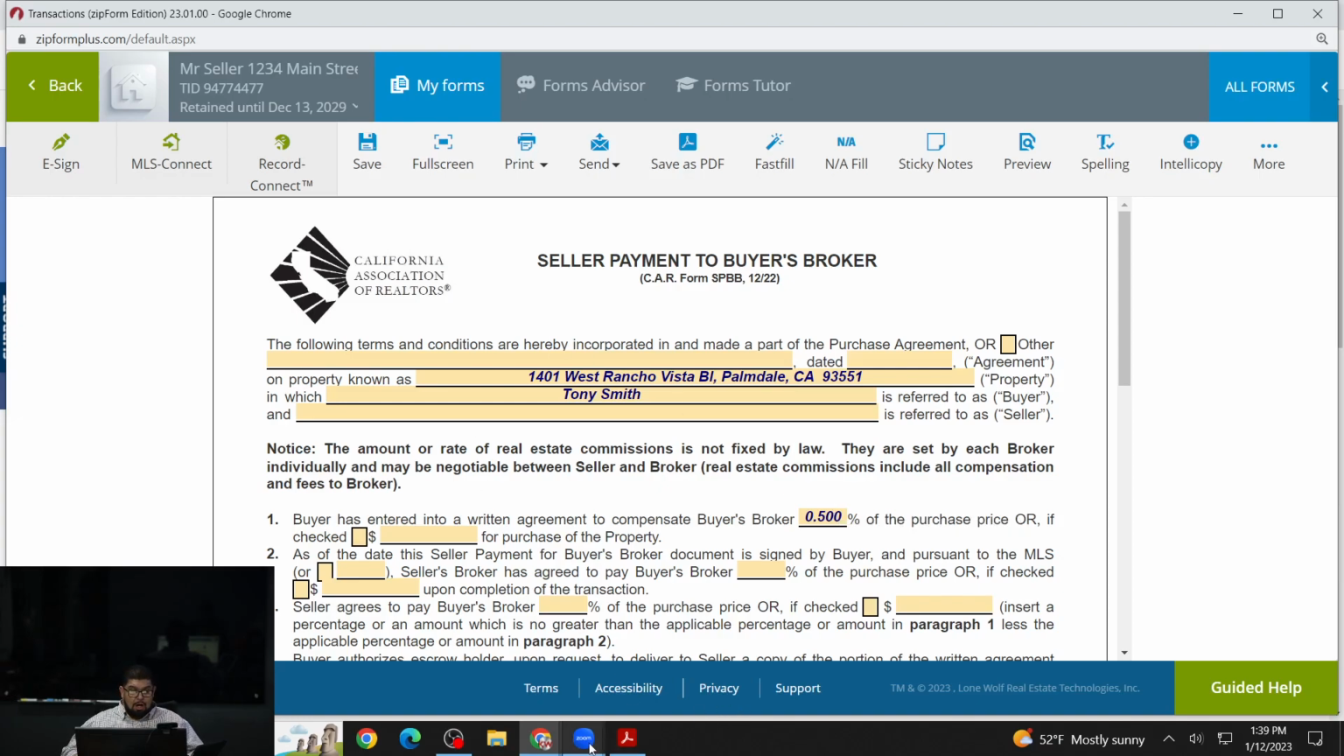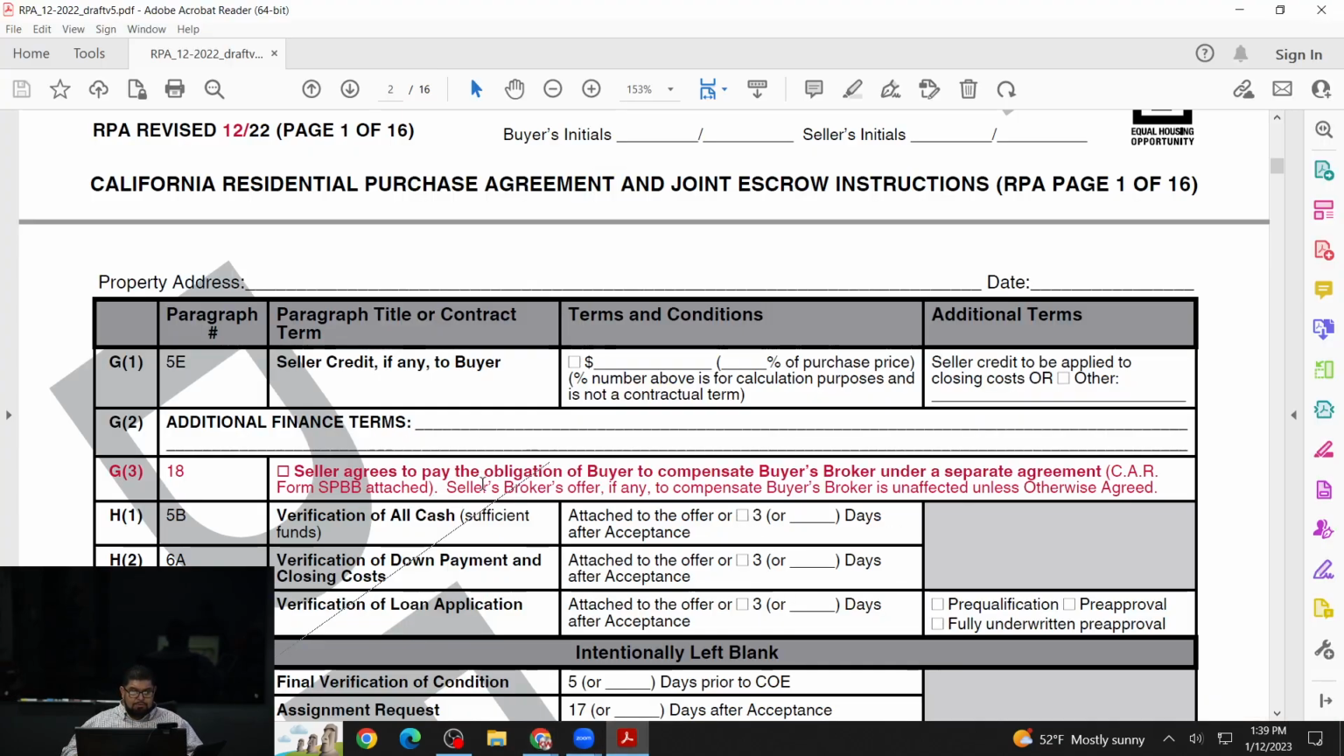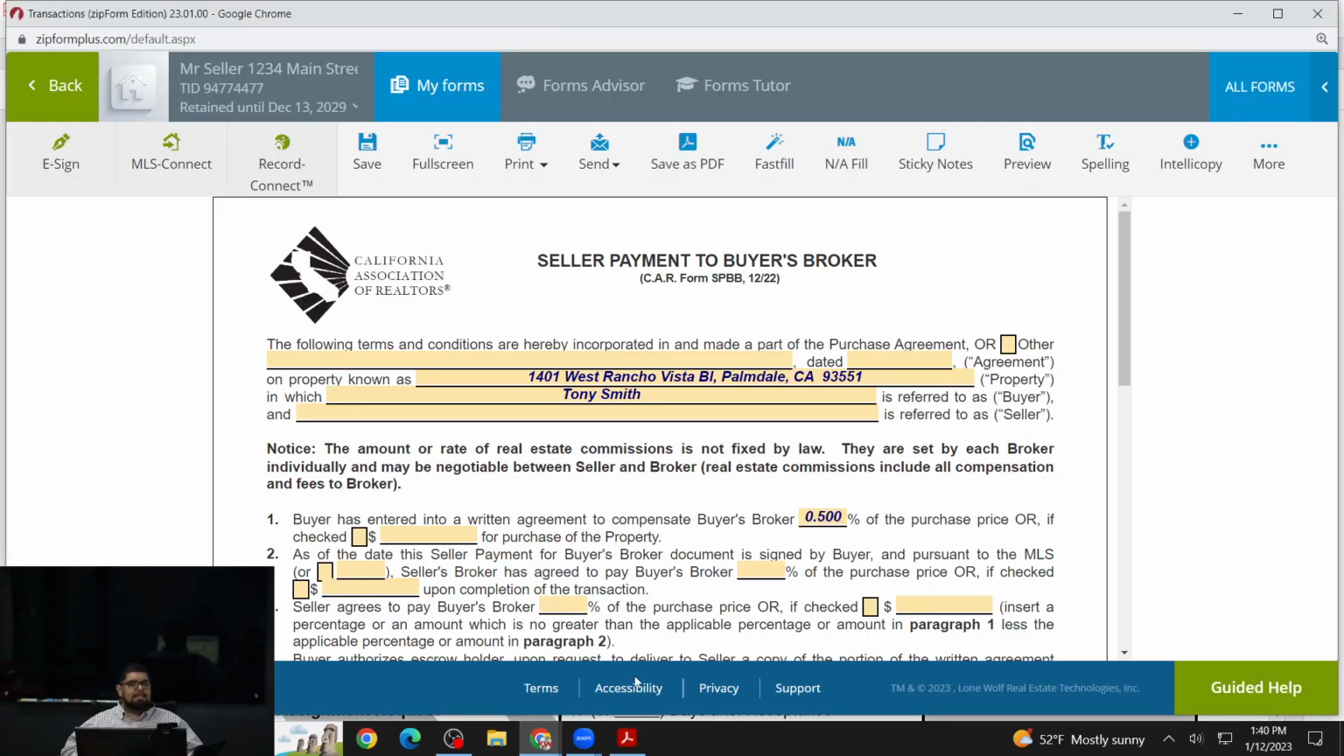That's as long as you are checking this box. If you're not going to ask for a difference, if nothing is going to change, you don't do anything. You just write it up as you would any other RPA. But who's actually paying the difference, the seller or the buyer? The seller. That's what I thought, but for some reason I wrote down buyer. I just heard someone else say buyer.